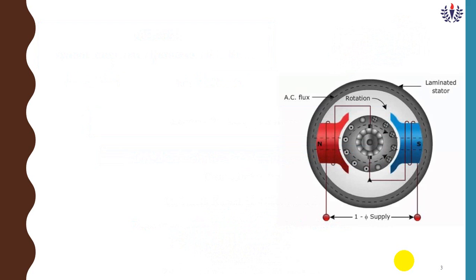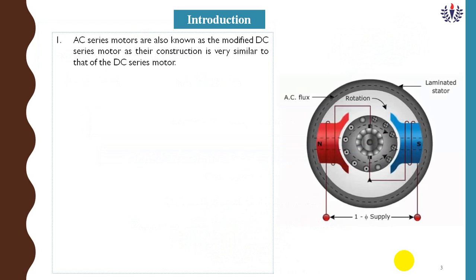Introduction. This AC series motor is also known as modified DC series motor. Why we are saying this is modified DC series? Because the construction available in DC series motor is just similar to this AC series motor. What is the construction there? It will be the same: field winding and armature winding are available.